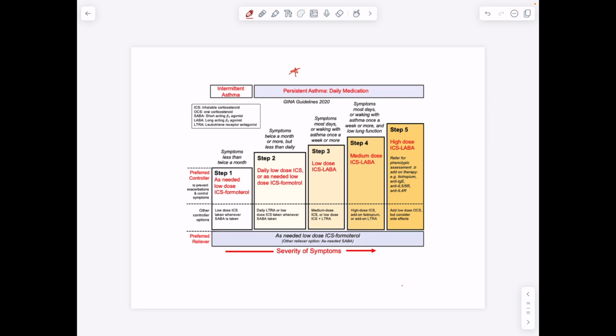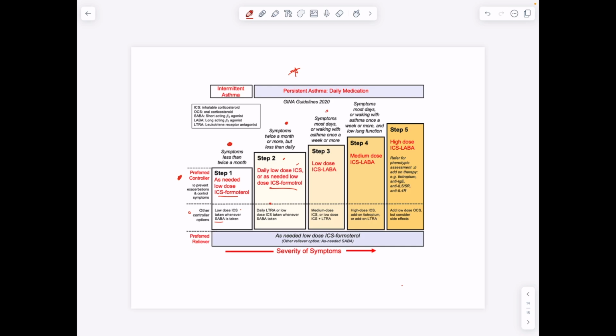All right, so this is just an asthma treatment chart. Basically, what are the preferred controllers, what are the preferred drugs to give at each stage of asthma? So for symptoms that have been around for less than twice a month, use step 1, which is a low dose of inhaled corticosteroid with formoterol. And then other controller options: a low dose of inhaled corticosteroid whenever a short-acting beta agonist is taken. And then if the symptoms are twice a month or more, but less than daily, step 2: daily low dose of inhaled corticosteroid, or as needed, low dose of the inhaled corticosteroid formoterol. Other options we can see here.